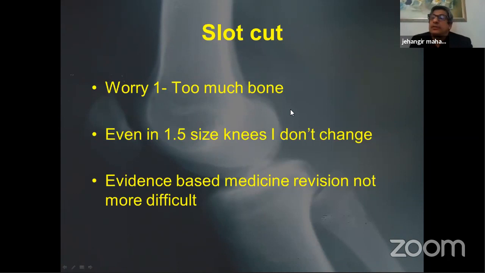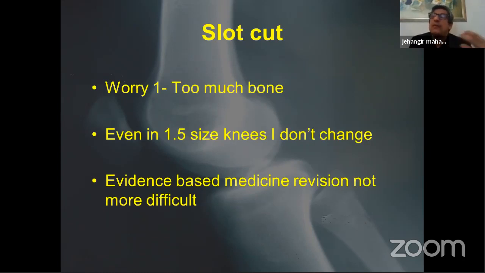Where are we with the slot cut? Because I'm a PS surgeon, I have to make my box cut. Yes, it is removing bone, but let's say where are our worries? Too much bone. But in my hands, even in my smaller knees, I have not changed to a CR. I agree, if you're really in the scenario in India or the Far East where you're worried about osteoporotic fractures, which is a true issue, and the whole gamut of knees is smaller, I completely take the point, but I tend not to change.